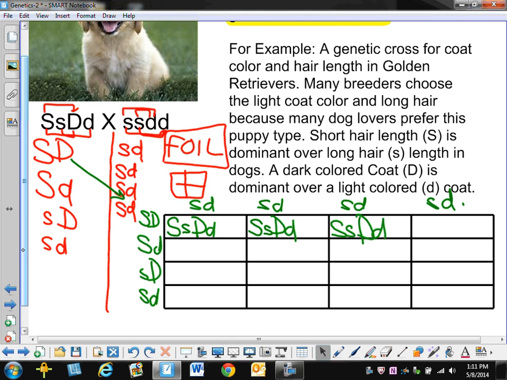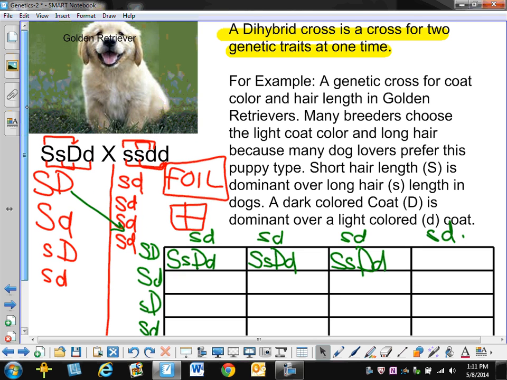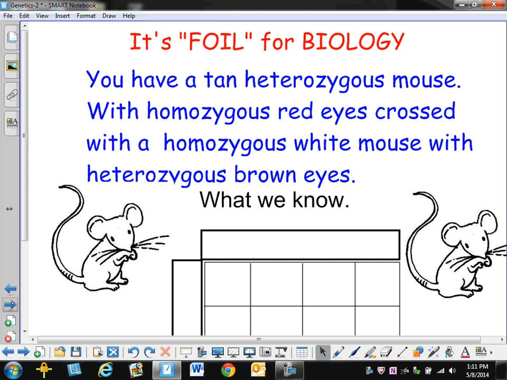This is what you must remember: the definition of a dihybrid cross. We are crossing 2 traits. Eye color, fur length. Height against wrinkled peas, which is what Mendel did. Right? That part you have to remember. We're going to skip the mouses.